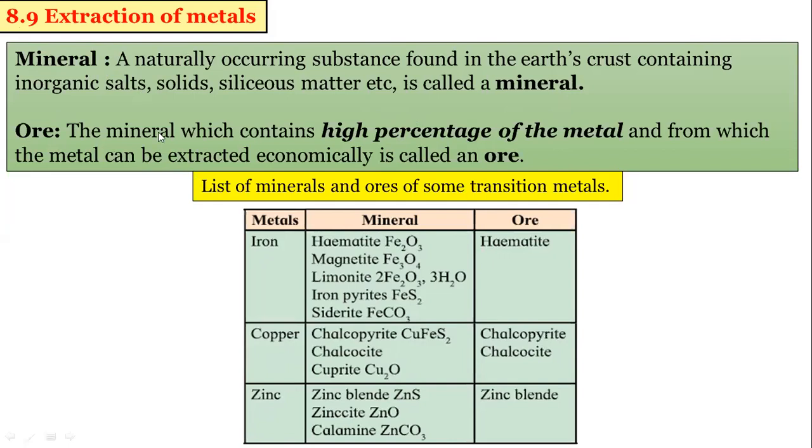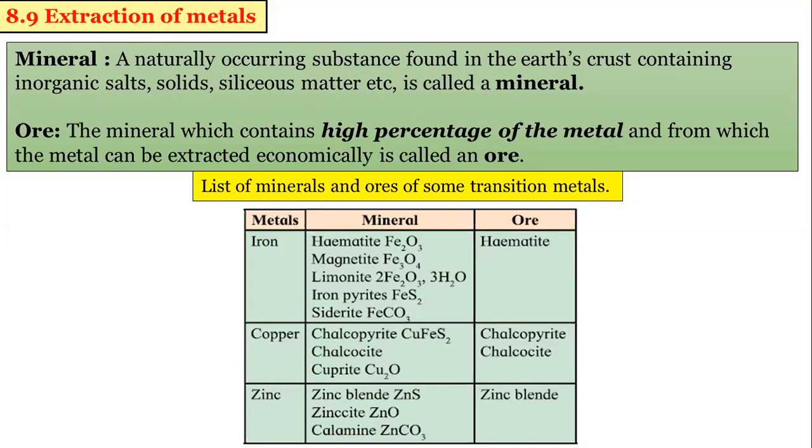You may have heard these words before, minerals and ores. Minerals are naturally occurring substances found in the earth's crust. These are not artificially prepared in the laboratory. They are found naturally in nature, in the earth's crust. They contain inorganic salts, solids, siliceous matter, etc. It is called a mineral. So a mineral is a bigger rock found in the earth's crust.